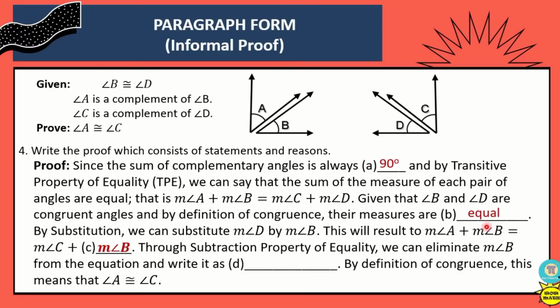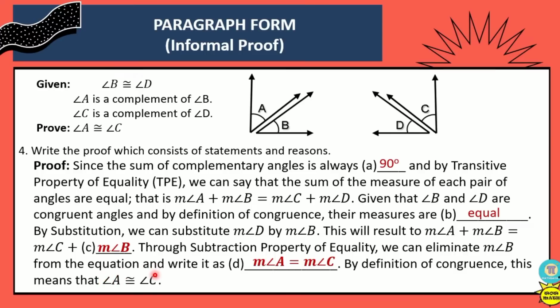Okay, ulitin ko ha, inalis natin ito, at ito. So, ano na lang naiwan? The measure of angle A is equal to the measure of angle C. Okay? So, since equal sila, pag the measures are equal, then we can say that they are congruent. Since by subtraction property of equality they are equal, therefore, by definition of congruence, this means that angle A is congruent to angle C.